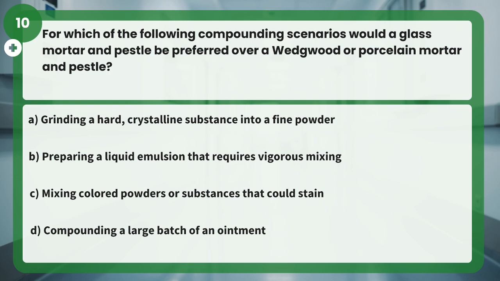Question 10. For which of the following compounding scenarios would a glass mortar and pestle be preferred over a Wedgwood or porcelain mortar and pestle? A. Grinding a hard, crystalline substance into a fine powder. B. Preparing a liquid emulsion that requires vigorous mixing. C. Mixing colored powders or substances that could stain. D. Compounding a large batch of an ointment.